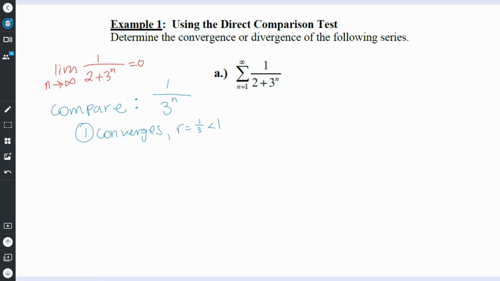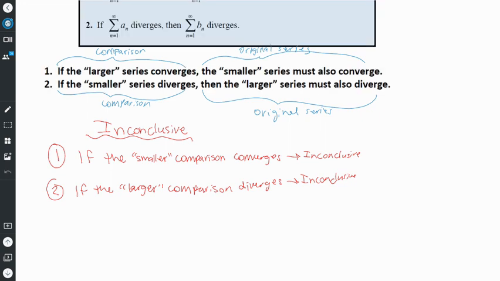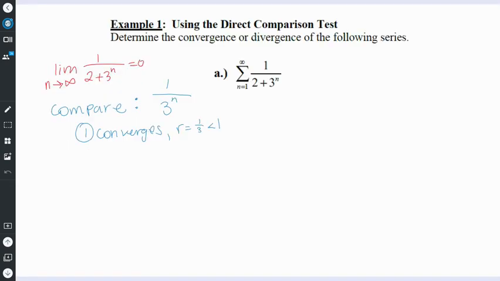That's the geometric test. But in order to determine if our original series is convergent, the larger series has to converge in order for the smaller to converge. So now we have to ask ourselves, is 1 over 3^n less than or greater than our original series? Which was larger and why? The one with the plus.